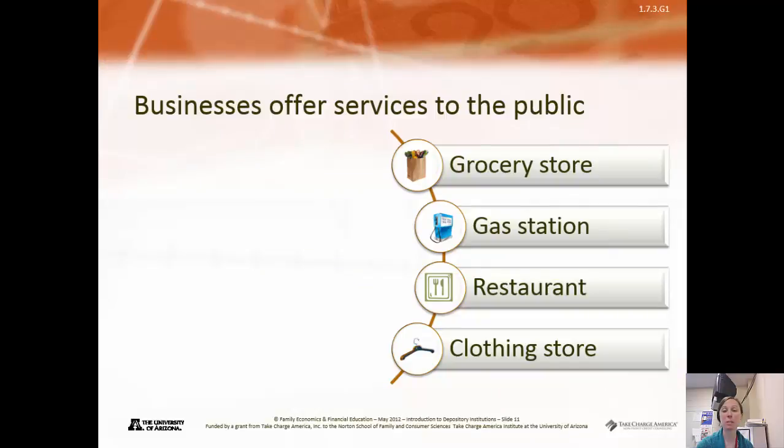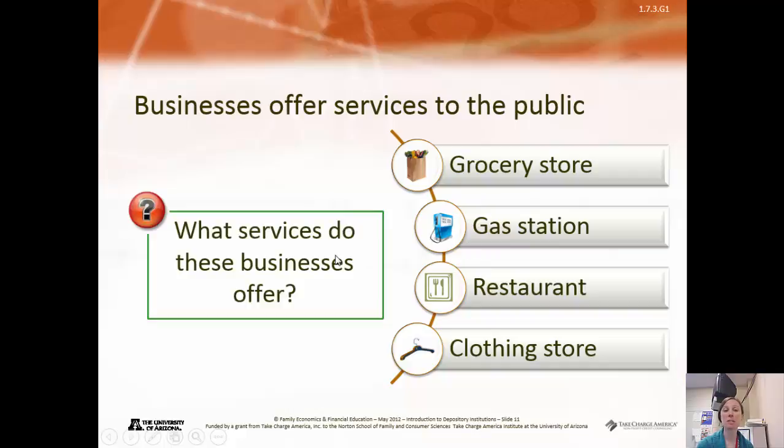So moving onward. Businesses offer services to the public. All of these different businesses offer more than just one service. A grocery store, not only can you buy food, but they have bakeries and meat sections. They have restrooms. They have tot spots. They have all kinds of things that provide services to you. Gas stations, you don't just get gas. You can buy food. You can fill up your tires. There might be a car wash. So these are all services that businesses offer, and banks and credit unions do the same thing.